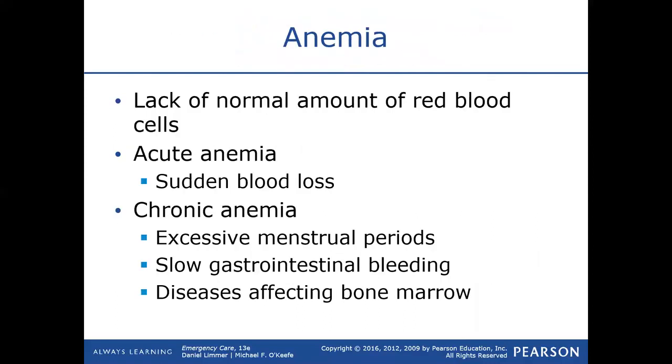All right, we'll talk about anemia. Anemia is the lack of a normal amount of red blood cells, okay? Acute anemia can happen when there's a sudden blood loss. So you lose a lot of those red blood cells. And then there's chronic anemia, which could be caused by excessive menstrual periods, slow GI bleeding, so you're bleeding into the body cavity and you're pooping it out essentially, or diseases affecting bone marrow.